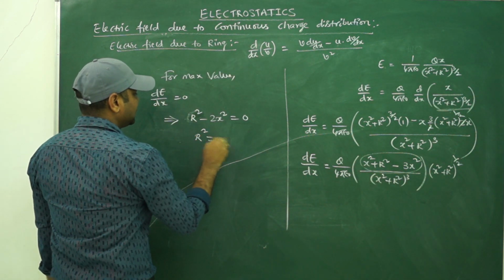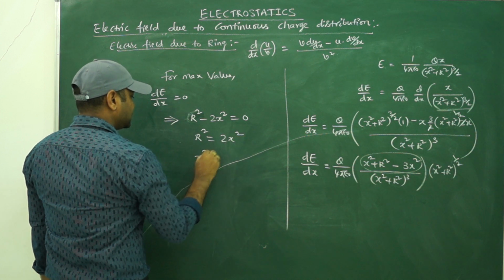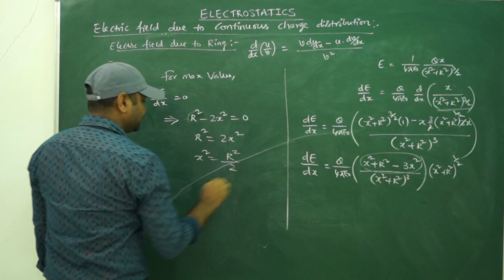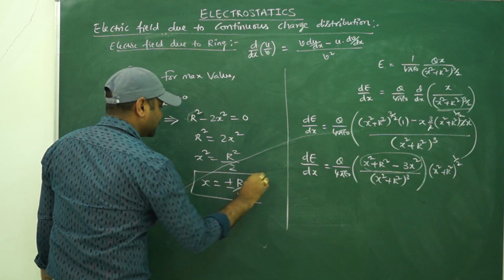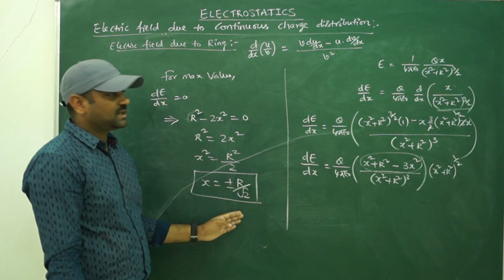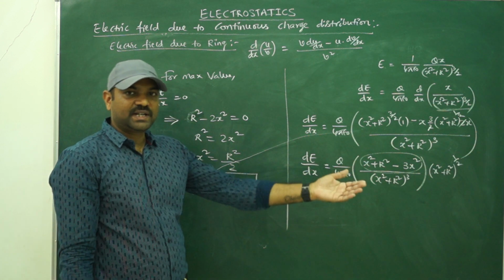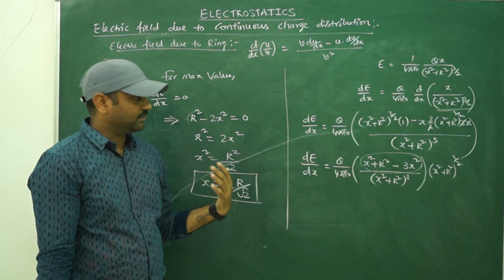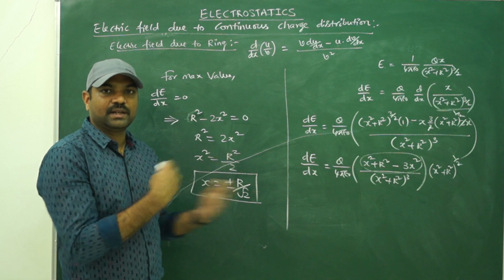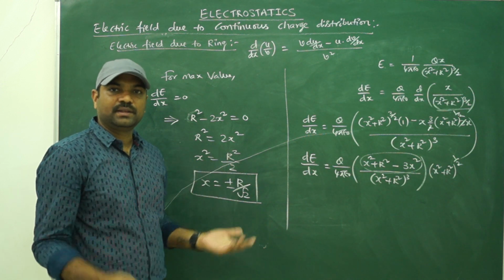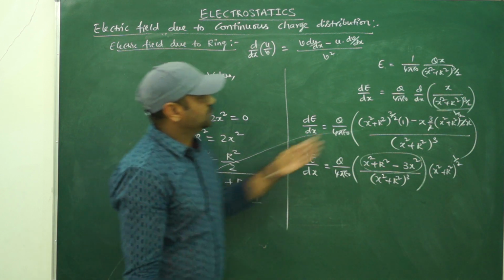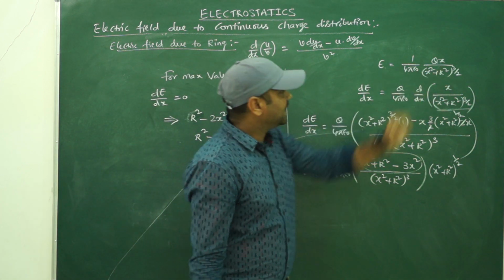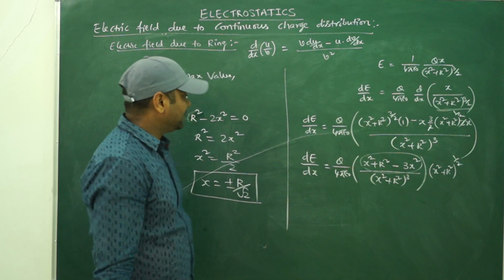Then r square is equal to 2x square. Then x square is equal to r square by 2. Then x is equal to plus or minus r by root 2. So what is the meaning of plus or minus r by root 2? r by root 2 on one side, r by root 2 on the other side. That is the meaning. So if you take either side at r by root 2, there you will get the maximum field value. Now if you keep the x value over here, then you will get the maximum value of the field.